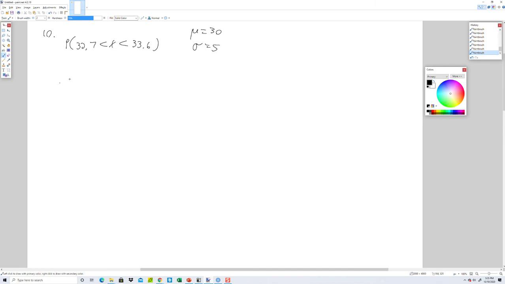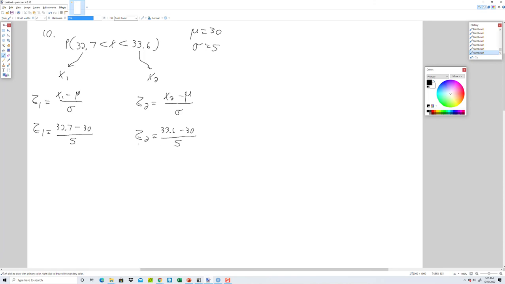Okay, so if I was doing it by hand, we have 2 values here. And I'll label this one as like x1 and label this one as x2. So we would need to change both of these to z-scores. So z1 is equal to x1 minus mu over sigma. And this one would be z2 is equal to x2 minus mu over sigma. So we're going to have x1, which is 32.7 minus mu, which is 30, over sigma, which is 5. And this one, x2 is 33.6 minus 30 over sigma, which is 5.